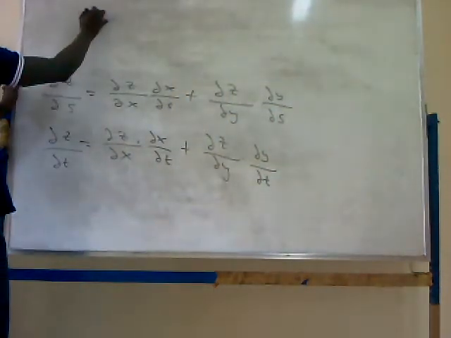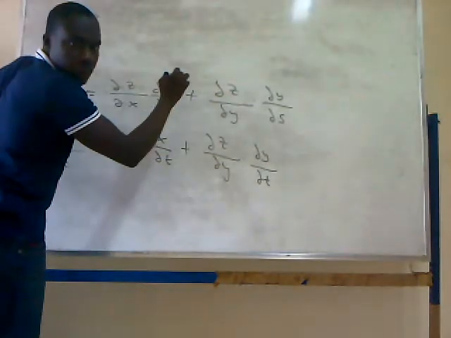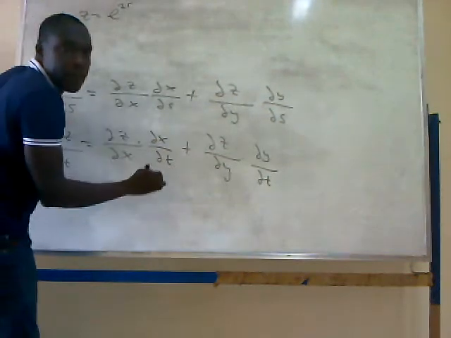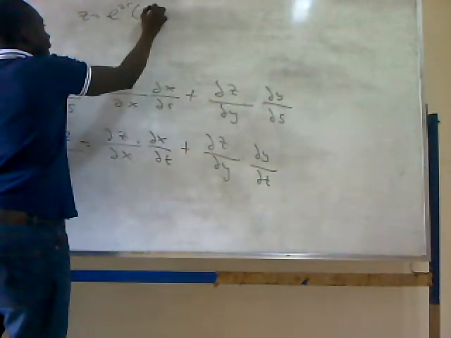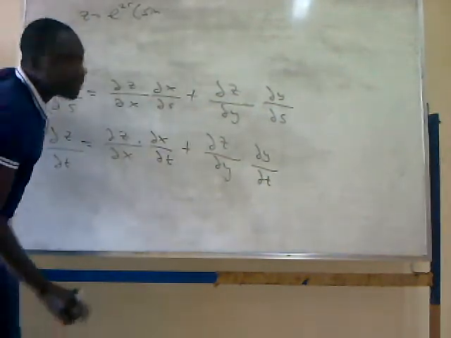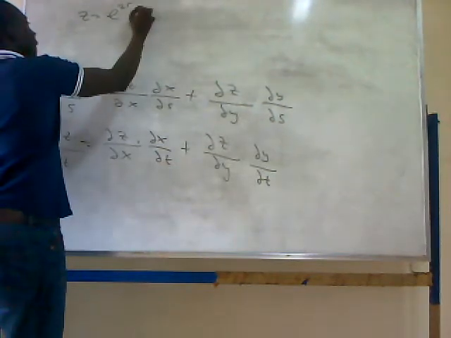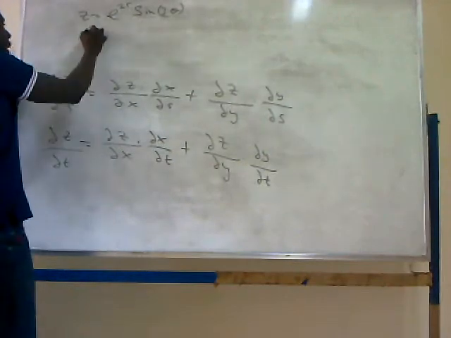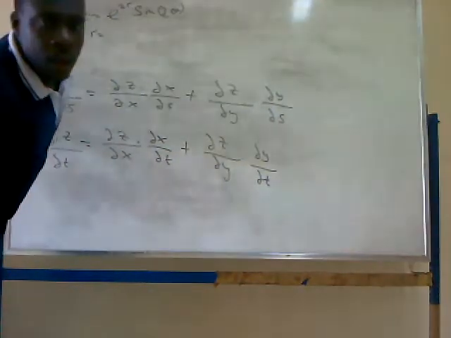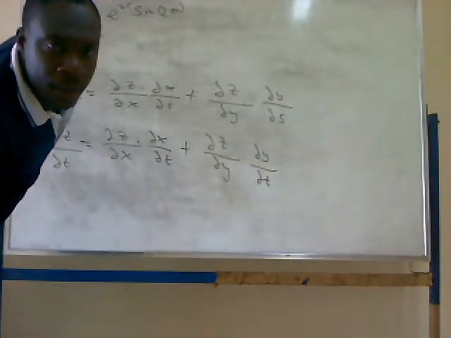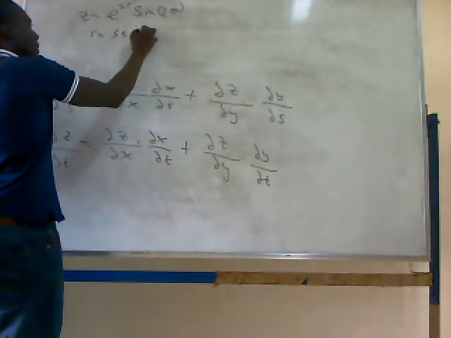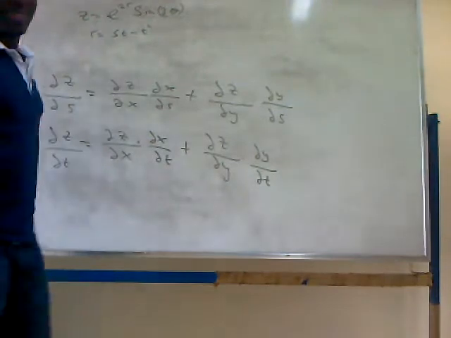If z is equal to e to the power 2r sine 3 theta, but r is a function of s and t, r equals st minus t squared. You see?